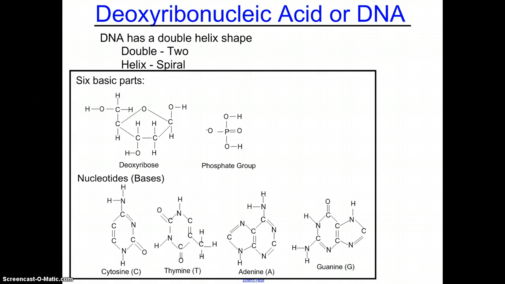Okay, double helix. What does double mean? Two. Excellent. Anyone know what helix means? Spiral. So we were talking about two spirals. So far, so good? DNA has double, two spirals.